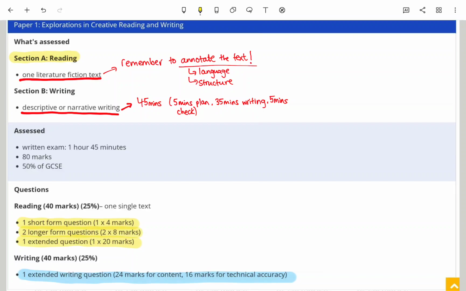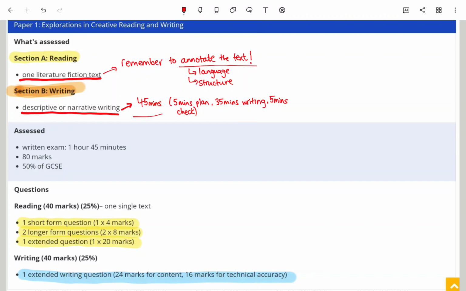And then for Section B, as you can see, it's purely on writing. What are you expected to write about? It's either a description or a narrative. In terms of timing, you should spend around 45 minutes on this question. And remember, the entire paper is 1 hour 45. I forgot to mention that Section A is worth 1 hour. You spend 1 hour on Section A and 45 minutes on Section B.